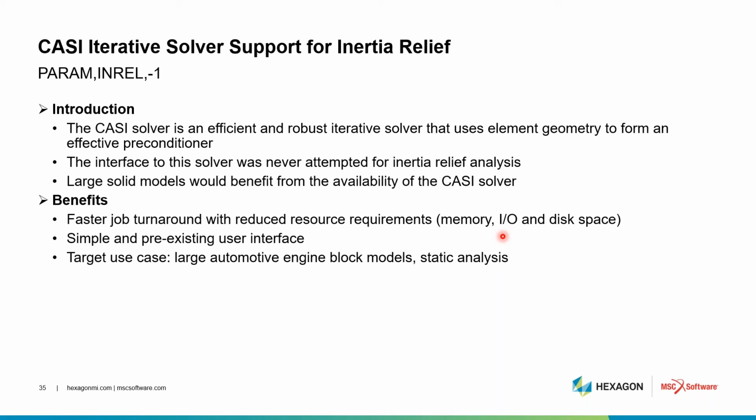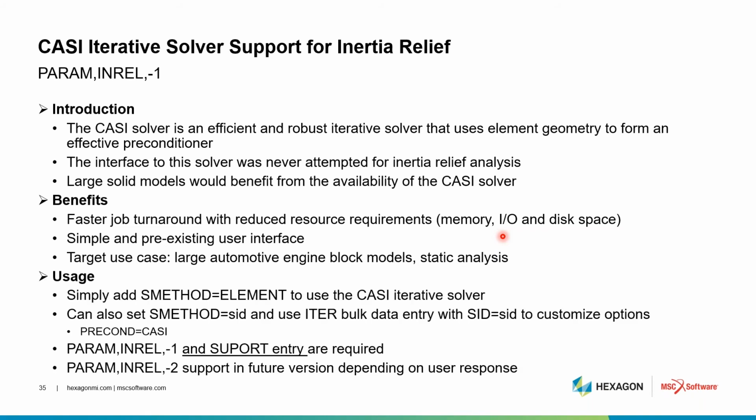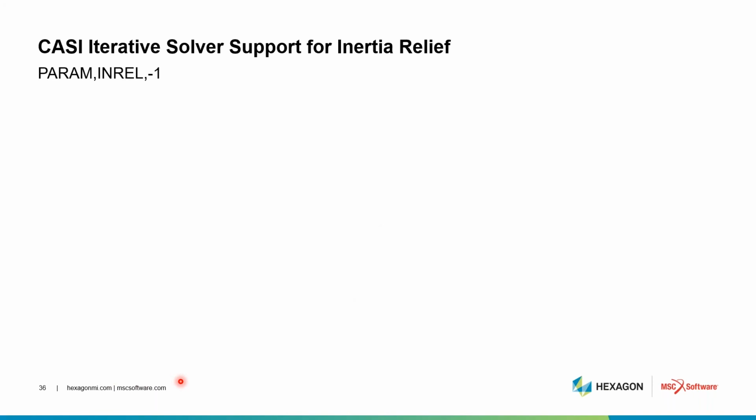So faster job turnaround, reduced resource requirements like memory, I/O, disk space, etc. And the target is large automotive engine blocks as well as static analysis jobs. So it is supported with parameter, and then parameter -1 will be supported in future versions. Just to be noted here.